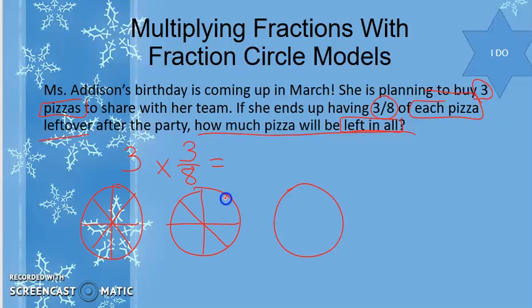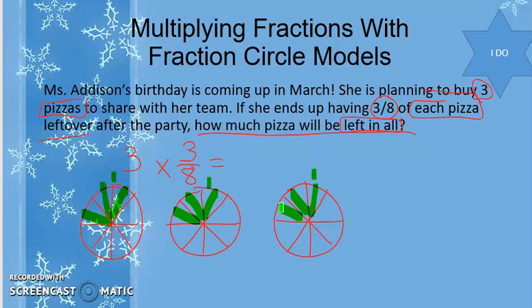Okay, so each piece of each pie is 1/8. And you can see that we have 1, 2, 3 whole pizzas. And out of those 3 whole pizzas, we want 3/8 of each one. So we're going to want 1, 2, 3, 1, 2, 3, 1, 2, 3.